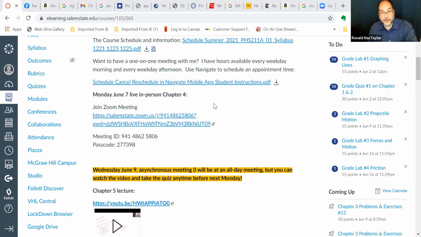Through Navigate, I have set up times when I can be available in the morning or in the afternoon. You go in through the system, you sign up for one of the available times, and then I think it's a day or two ahead. So then I can rearrange whatever else I was going to be doing that day to make sure that I'm available. But I'm available to you for one-on-one meetings.